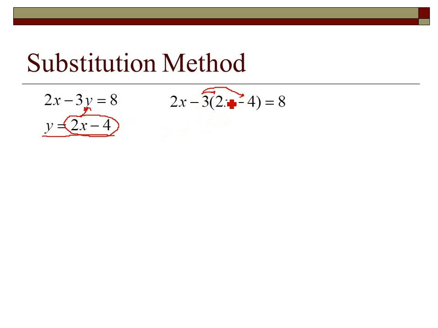Just be careful with your algebra. So we have 2x minus 6 plus 12 equals 8. Combine like terms. Negative 4x plus 12 equals 8. Subtract 12 from both sides. I get negative 4x is equal to negative 4. Therefore, x equals 1.